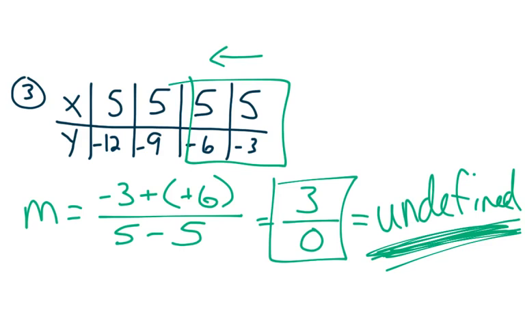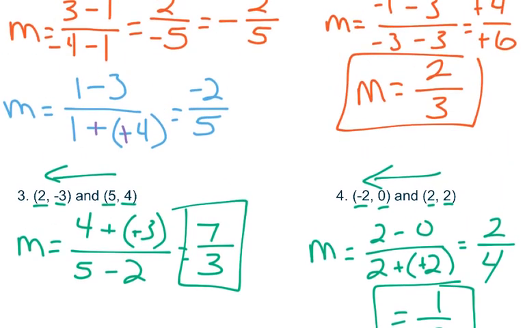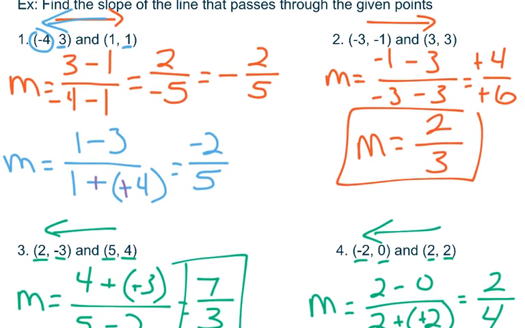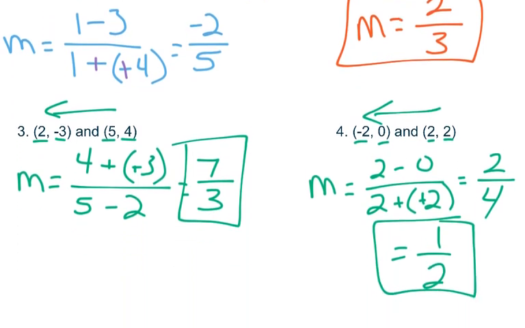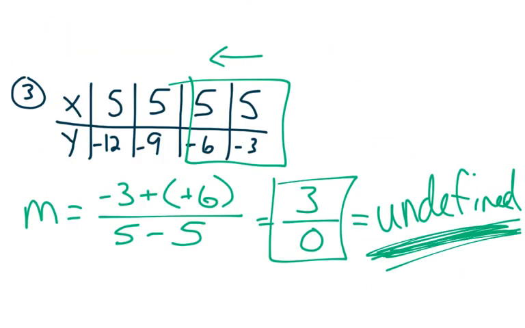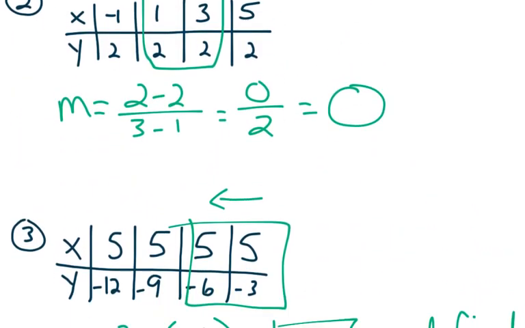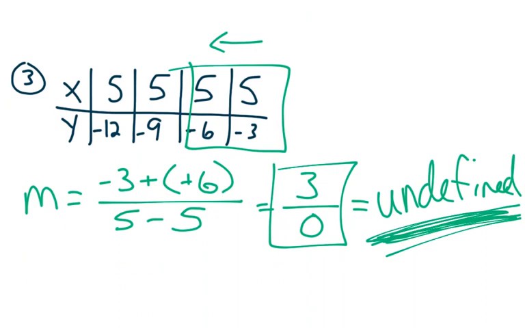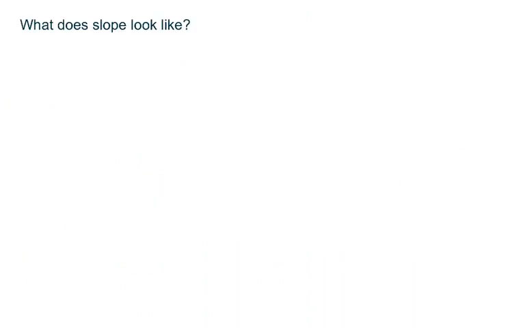All right, so we've had actually now 4 different types of slopes. Okay? So the first example here was a negative slope. The other 3 were positive, and then here we had a 0. Number 2 was 0, and then we had an undefined slope. So really we've had 4 different types of slopes. So what does slope look like?